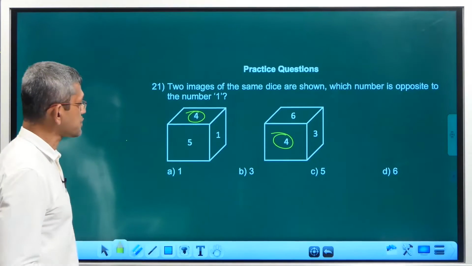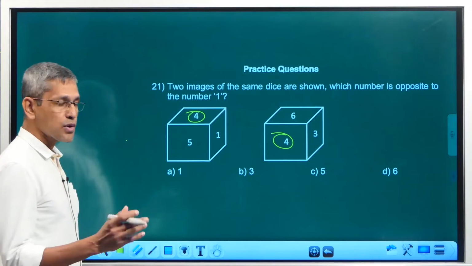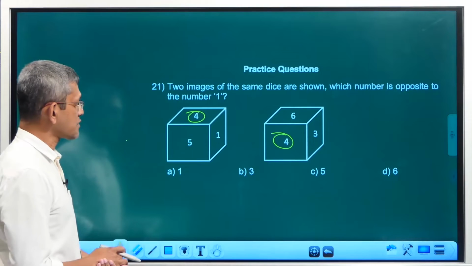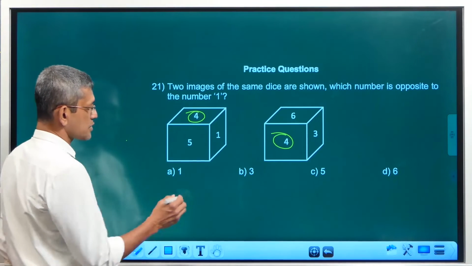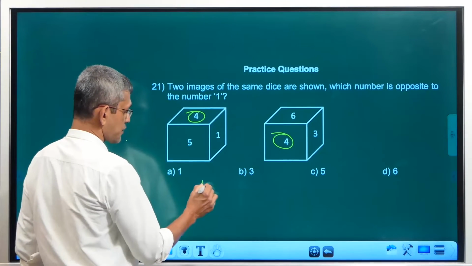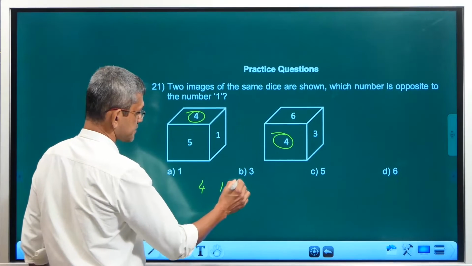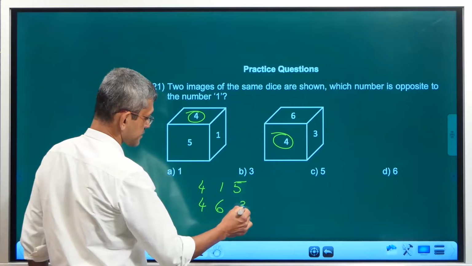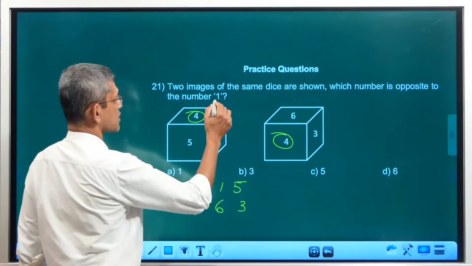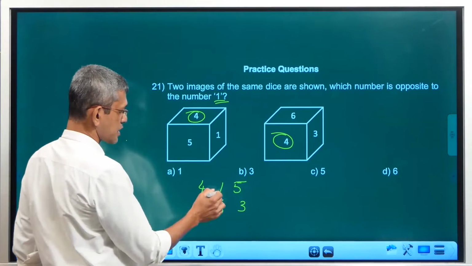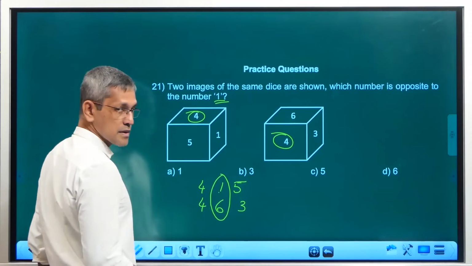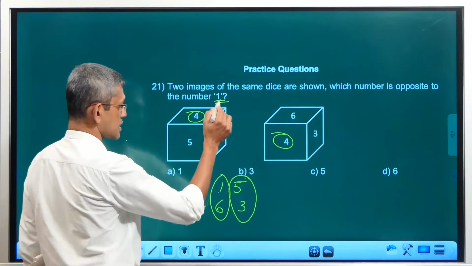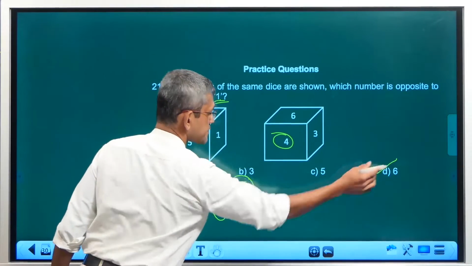So what we do? Apply rule number 4. That's the only rule we can apply here. No other rule. So when we apply rule number 4, what do you get here? 4, 1, 5. 4, 1, 5. And this one 4, 6, 3. 4, 6 and 3. And what we are looking for, which is opposite to 1. So opposite to 1 is 6. And opposite to 5 is 3. But what we need is, which is opposite to 1. Opposite to 1 is 6.